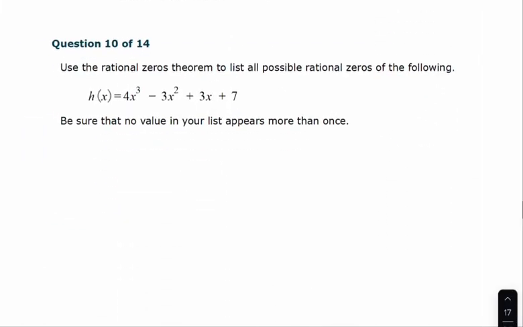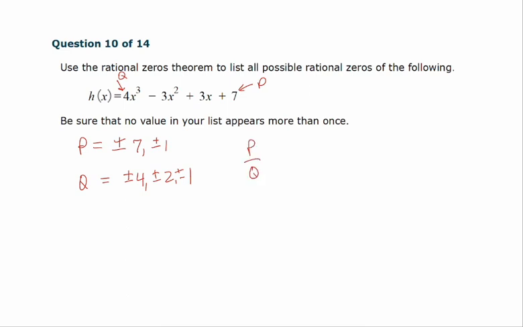So let's take a look at an example. It says, use the rational zeros theorem to list all possible rational zeros of the following. So the p is any number that divides into 7 evenly. The only numbers that divide into 7 evenly are 7 and 1. The q is related to your front coefficient. Our q is anything that divides into 4 evenly. So 4, 2, and 1.